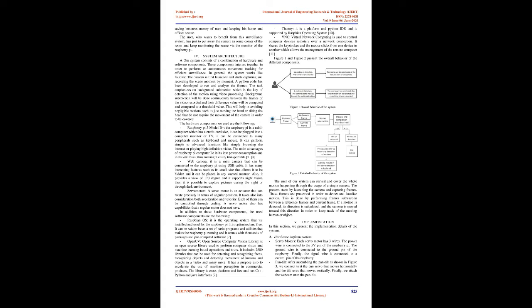Web camera. It is a mini camera that can be connected to the Raspberry Pi using a USB cable. It has many interesting features, such as its small size that allows it to be hidden, and it can be placed in any wanted manner. Also, it provides a view of 120 degrees and it supports night vision, thus it is possible to capture pictures during the night or in dark environments.